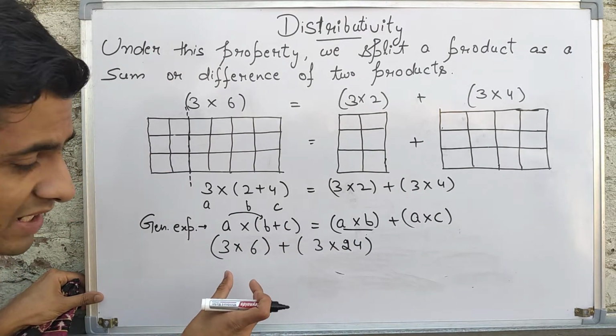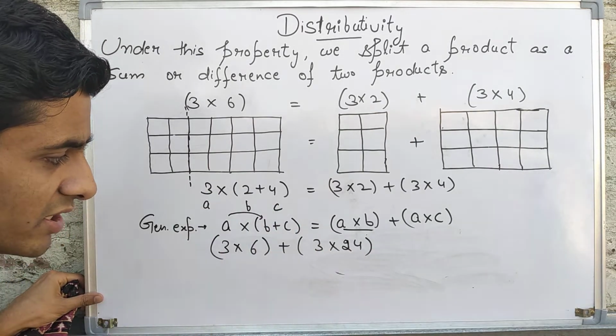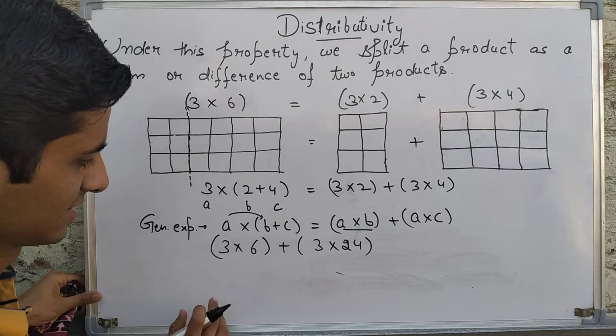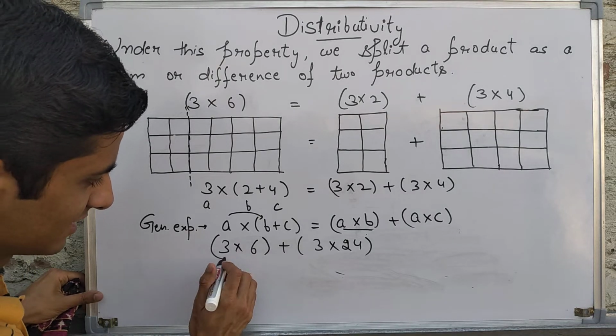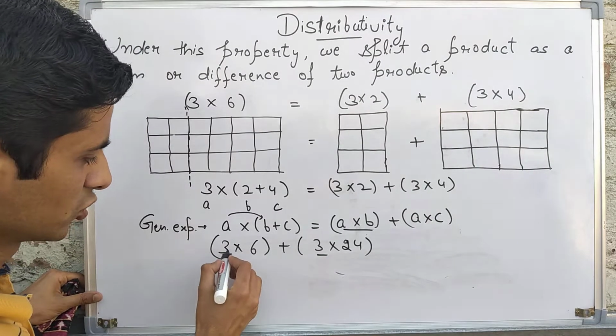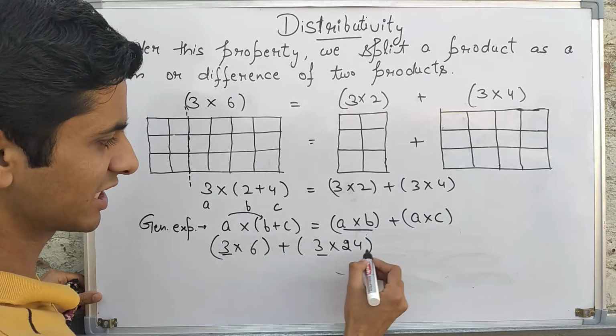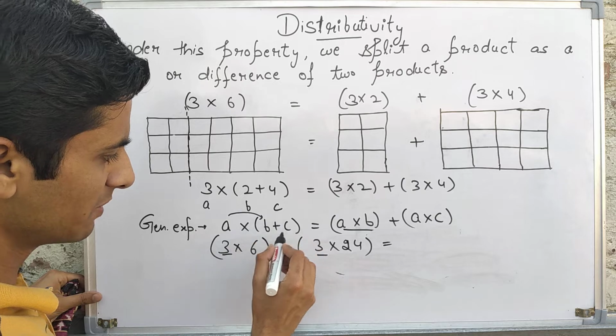So you have to multiply 3 and 6, then you have to multiply 3 and 24, and then you have to add. So what is the easier way? See over here, this is something common. So you can call it a into b plus a into c. So it can be written as a into b plus c.